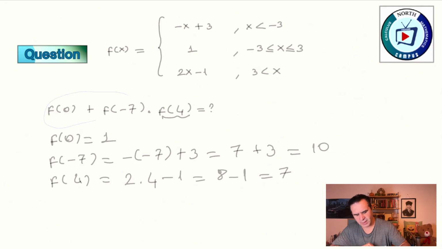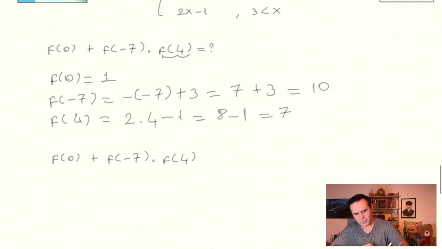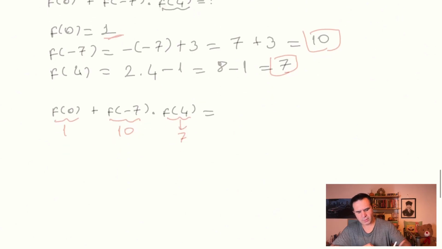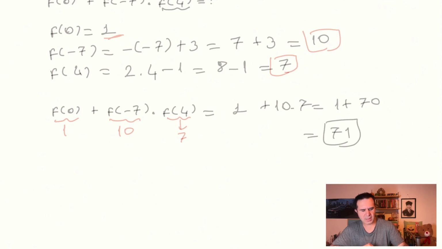Now we will find this part. f of 0 was 1. f of minus 7 is 10. f of 4 is 7. So let's write them one by one. 1 plus 10 times 7, this is equal to 1 plus 70, and 71 is the answer.